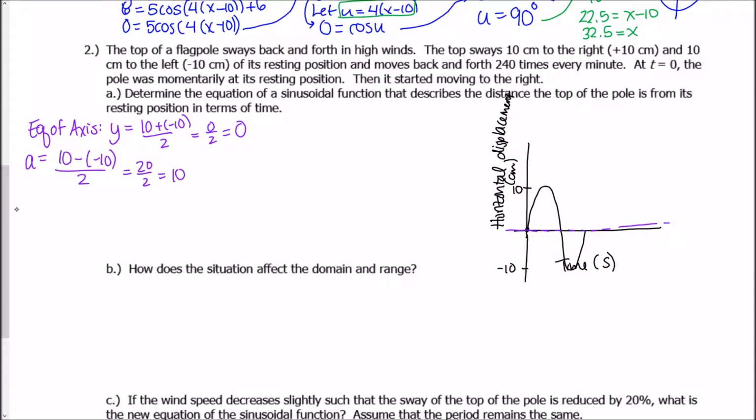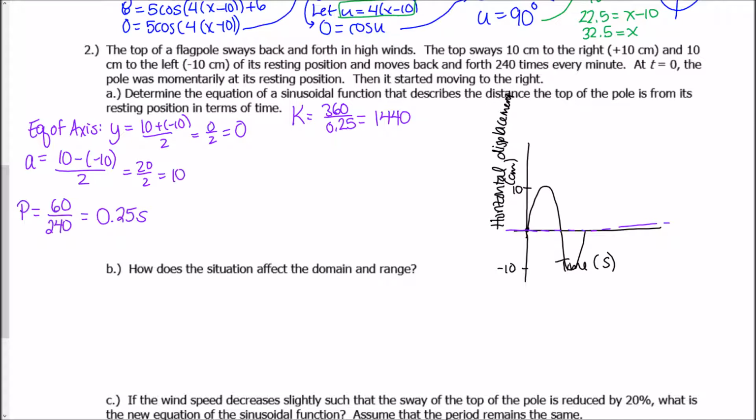Then I want to find the k value. But to find the k value, I'm going to find the period. So the period is how long it takes to complete one full cycle. Well, if it completes 240 times in a minute, that means that in 60 seconds, it will complete 240 cycles. When I divide those two together, I can see that it takes 1/4 of a second to complete a cycle. So that means that the period is 0.25 seconds. So then to find k, I take 360 and divide it by the period. And when I do that, I get 1440.